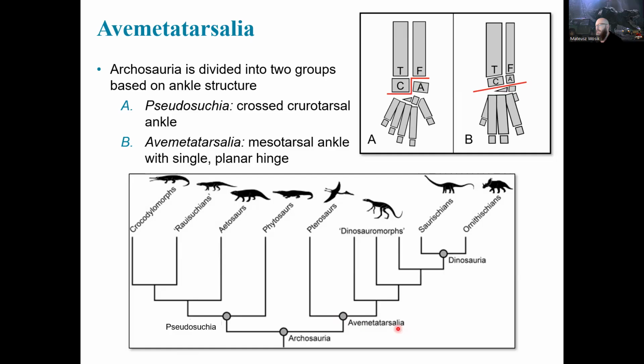So what is the difference between these two? Well, let's look at this image here on the top right. Pseudosuchia, that crocodiles belong to. If we were to look at their wrist version, or their ankles, they have this kind of zigzag pattern in the way that some of these tarsals are built. Whereas in Avemetatarsalia, which is that of all the dinosaurs, including pterosaurs, which are not dinosaurs but kind of related cousins to dinosaurs, we can draw a diagonal line right across, which will allow ultimately for more of a single hinge.